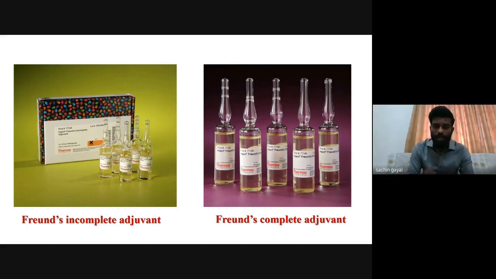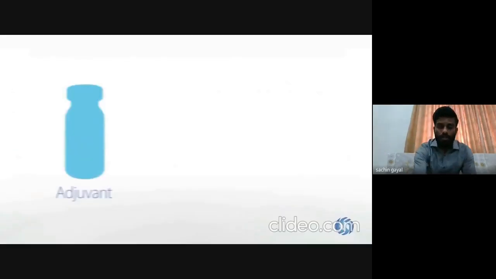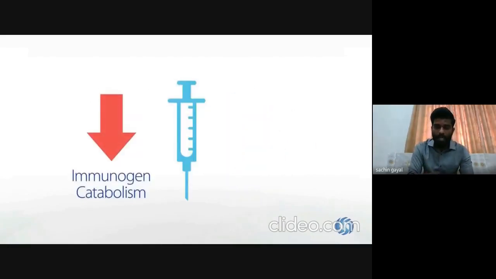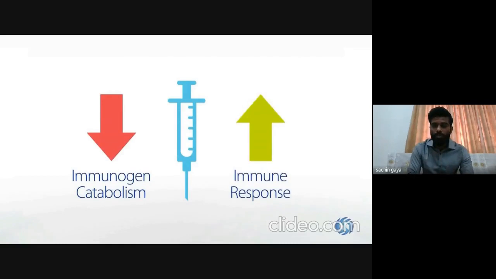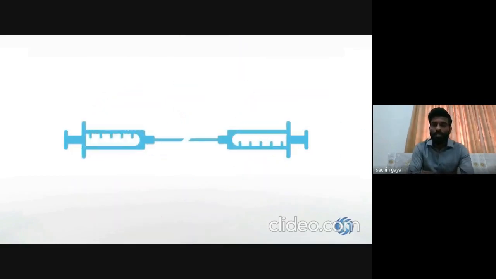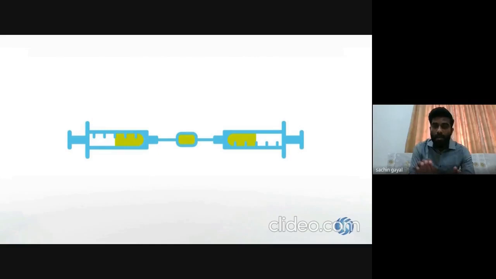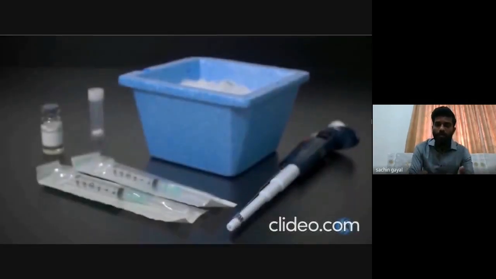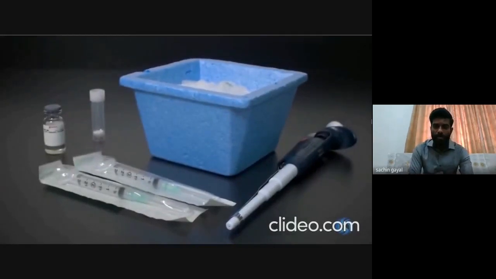These are commercially prepared products available in the market: Freund's incomplete adjuvant and Freund's complete adjuvant. This is a video regarding how a vaccine is produced with the help of that adjuvant and how an immune response is produced. This is a traditional method, in which a double hub needle is used to mix antigen and adjuvant for 15 minutes. But nowadays very advanced machinery is available for mixing the adjuvant with the antigen.